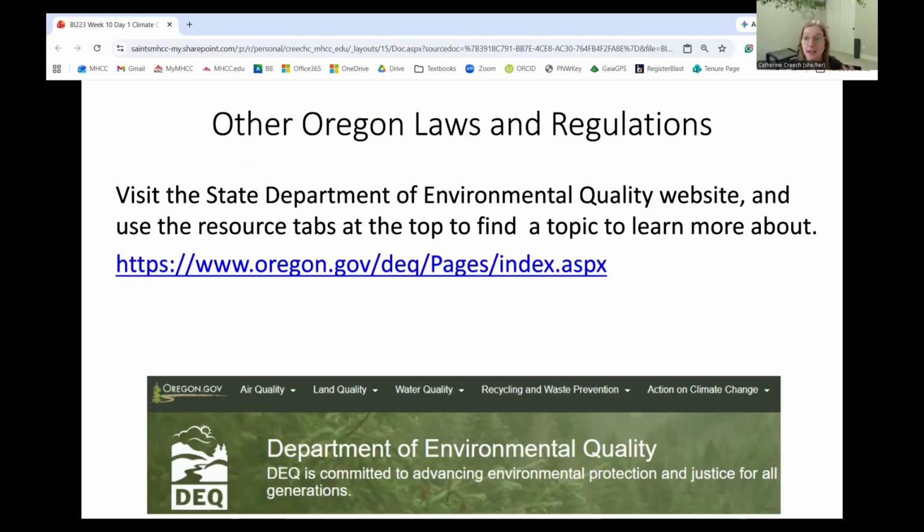Oregon's DEQ has several other laws and regulations in place to protect the environment and to address climate change. So I have the link for you here. It's worth your time to go to our government website, click through these different actions at the top, and see what's going on in Oregon in relation to water quality or land usage or recycling, just so you get the full view of these climate actions that are being taken.